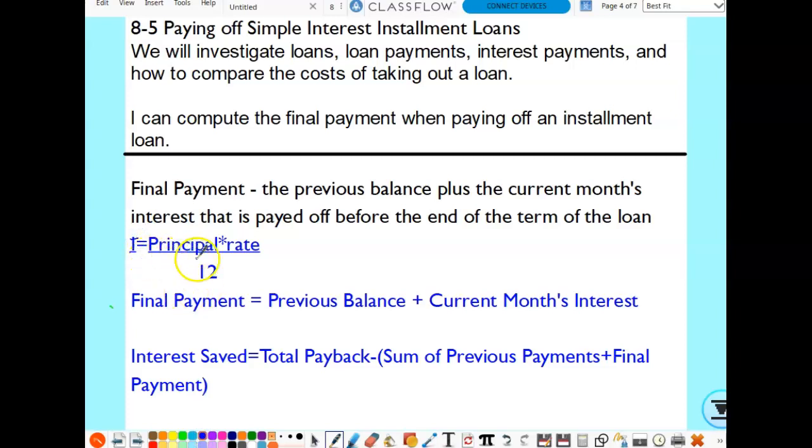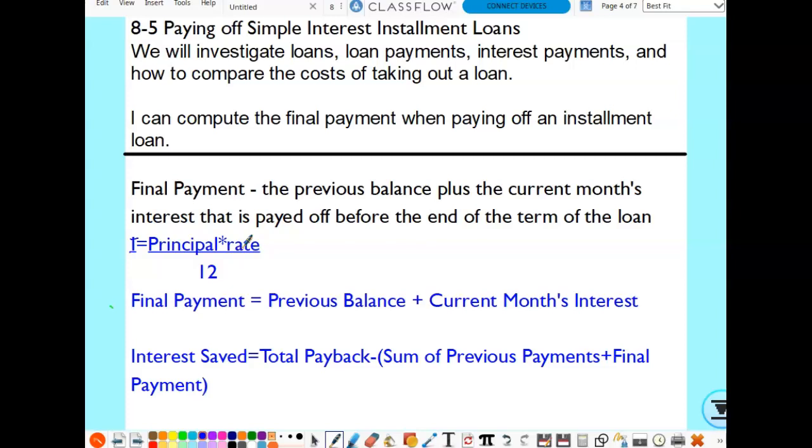So interest is equal to the principal, that's the balance that you have remaining on your installment loan, times the rate, turned into a decimal, and then divided by 12. Now we divide by 12 because if we take the principal times the rate, that is an annual interest amount, 12 months. But we don't want to pay the interest for a 12-month period. We only want to pay the interest for a 1-month period. So we have to divide by 12.